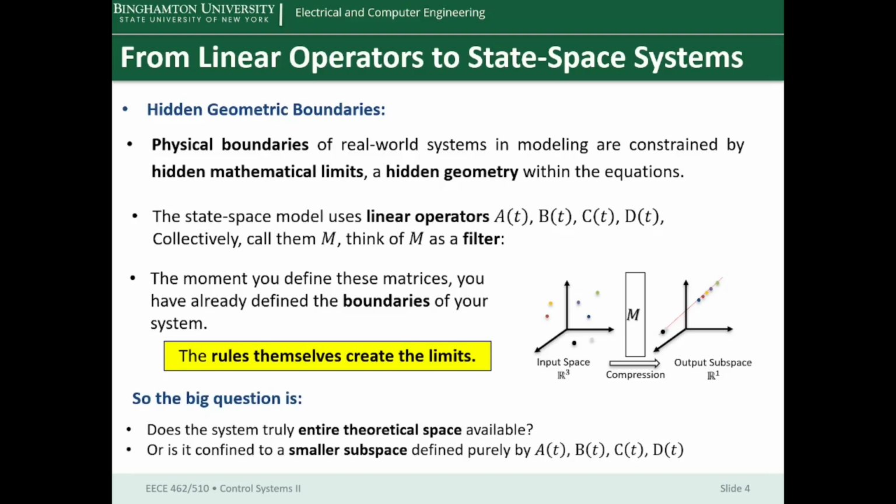So the big question is, does the system's state or output trajectory truly span the entire theoretical space available to it? Or is it limited to a much smaller, specific subspace? And here is the key idea: the subspace is defined purely by the structure of those matrices A, B, C, and D. That is the geometrical core of system behavior. It tells us what the system can physically do, and just as importantly, what it cannot do.